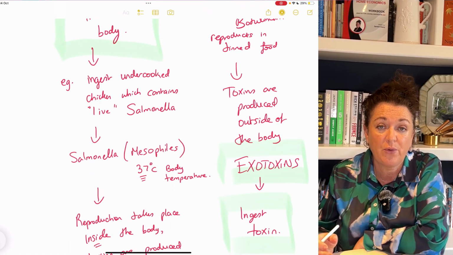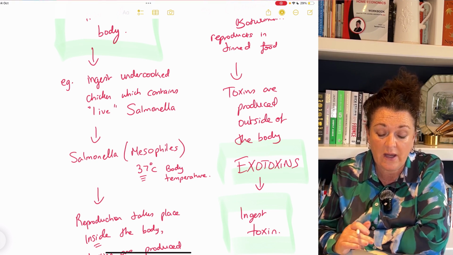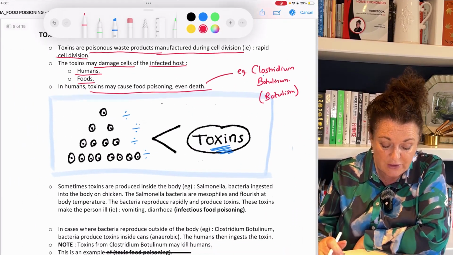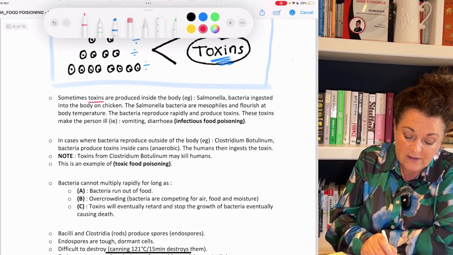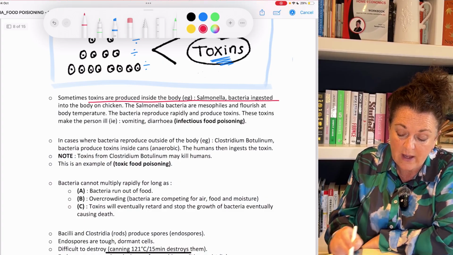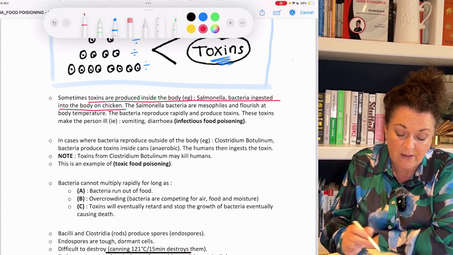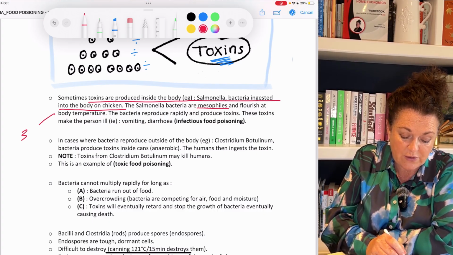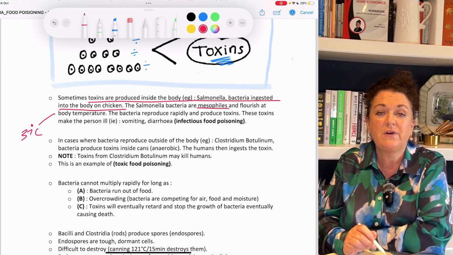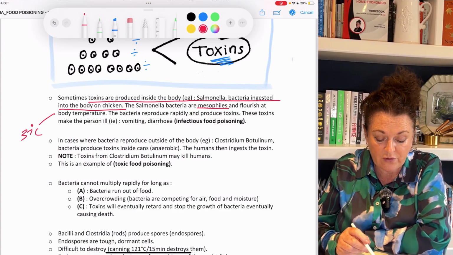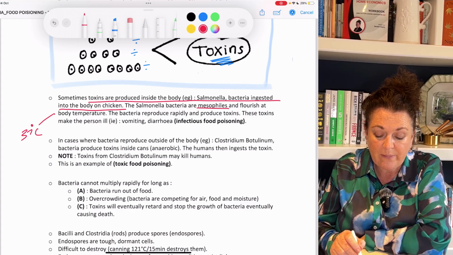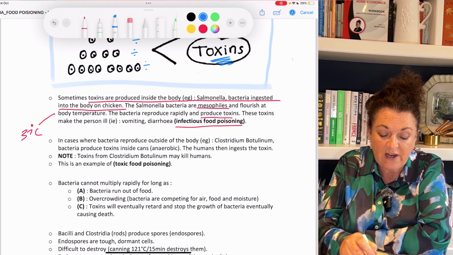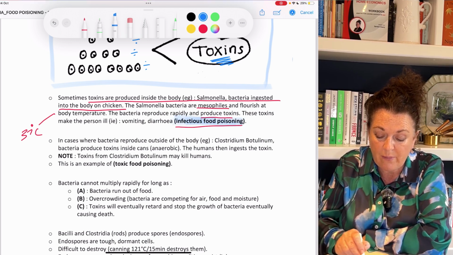Now, there are exceptions to both rules, of course, but generally speaking, the symptoms take longer to come about with infectious food poisoning. So just to look at our notes here, sometimes toxins are produced inside the body, like salmonella bacteria ingested into the body on, say, undercooked chicken. They happen to be mesophiles, which flourish at body temperature, which is 37 degrees. Remember, mesophiles like temperatures between 20 and 45 degrees centigrade. The bacteria reproduce rapidly inside the body and produce toxins, and that is called infectious food poisoning.